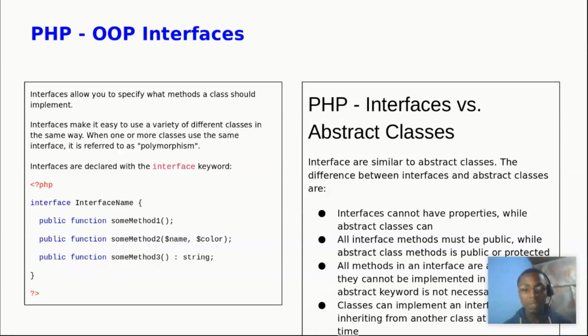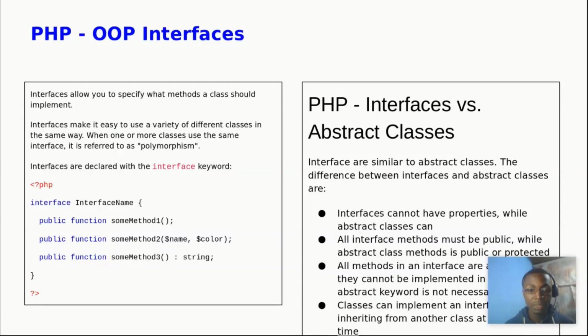Another difference is that all methods in interfaces are abstract, so they cannot be implemented in code, and the abstract keyword is not necessary. Even though in interfaces we don't directly specify the abstract keyword, most of these methods that you see here are abstract. The only difference is that since we are not implementing them here, we don't need to put the abstract keyword, right?